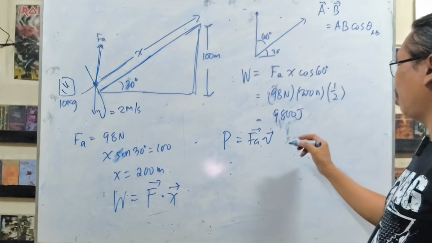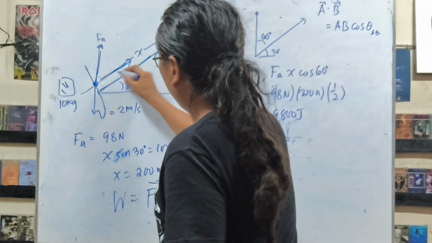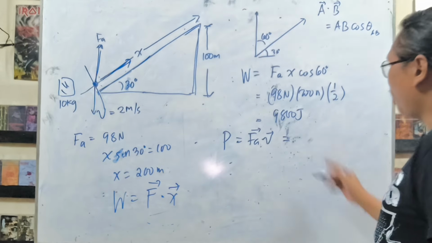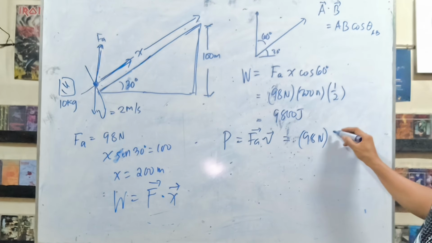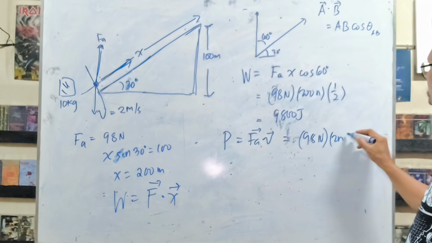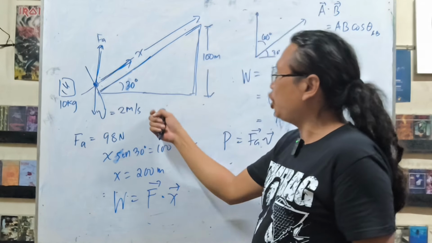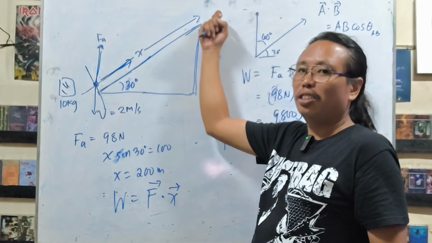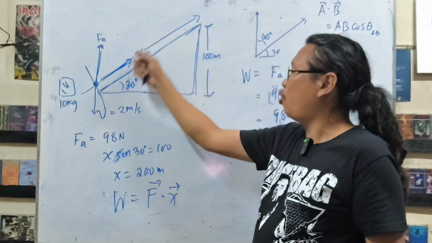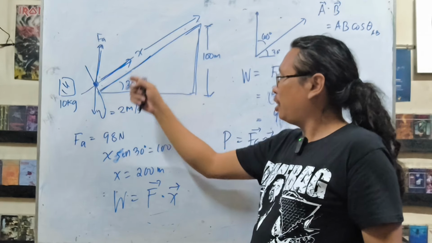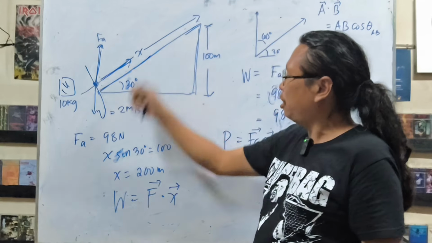Okay? And V is parallel to X. So here, our FA is 98 newtons times V, which is 2 meters per second, because it's 2 meters per second on this. If 2 meters per second is the vertical ascend, then you still have to get this component right here. But the problem says that the velocity on this line is 2 meters per second.